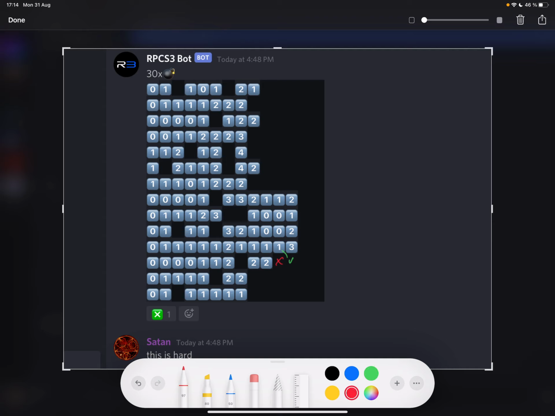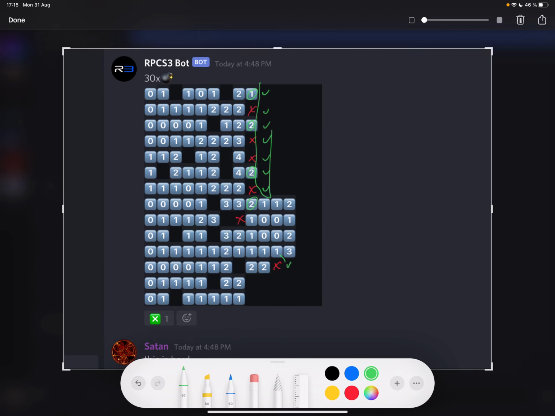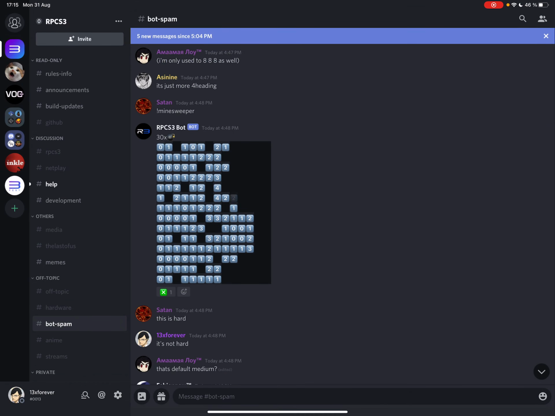Okay, this 3 is touching a mine, but this 2 is also touching 2 mines, so that would mean there is no mine here. And these 2 would mean there is no mine here. And this one tells us there is no mine here. And this one tells us there is no mine here. So the whole column here is mine free. So you can open everything.